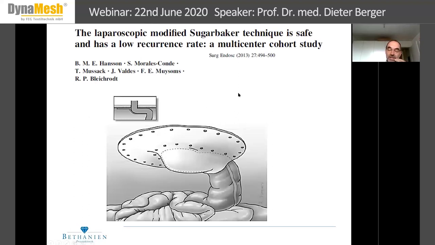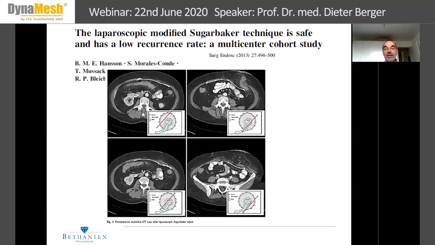It was primarily described a lot of years ago as an open technique. And this technique is the favorite technique of B.B. Hanson and the co-workers. If you look here at the mesh, this is a Gore-Tex mesh, therefore you can see it very nicely.